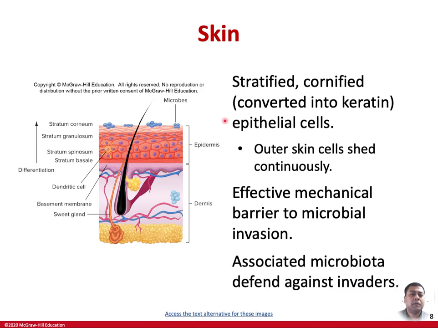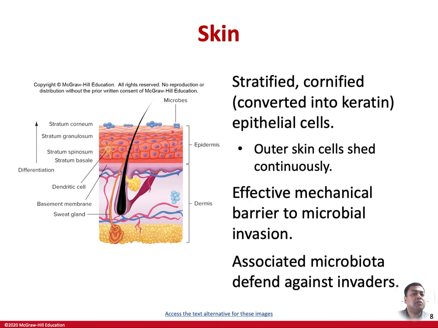This diagram just shows stratified cornified epithelial cells. The top layer of the skin is called the epidermis, and the epidermal layer contains several different layers. They arise from the stratum basale, which is the actively dividing layer. Then you have the stratum spinosum, where the cells are being matured. Then the stratum granulosum is the last living layer, where the cells are getting flattened. And then you have the stratum corneum, which is the dead cells.